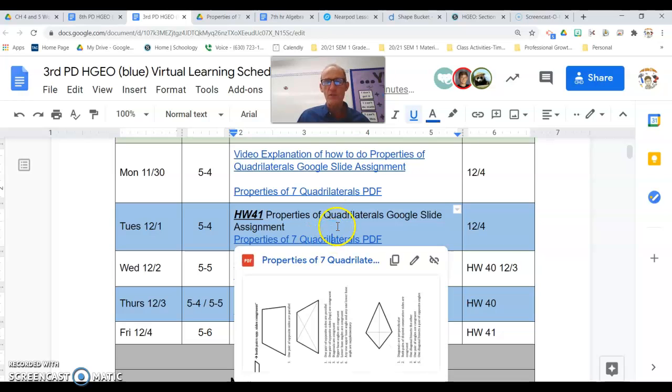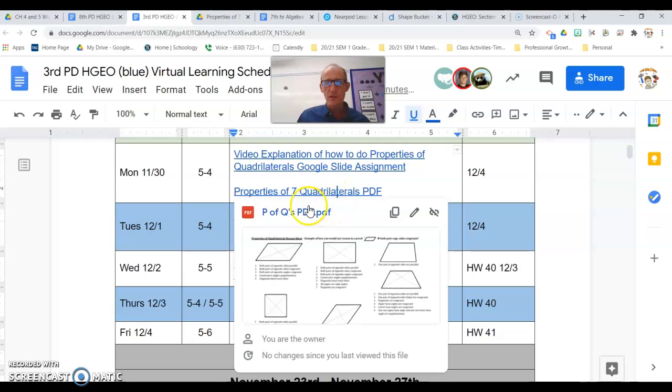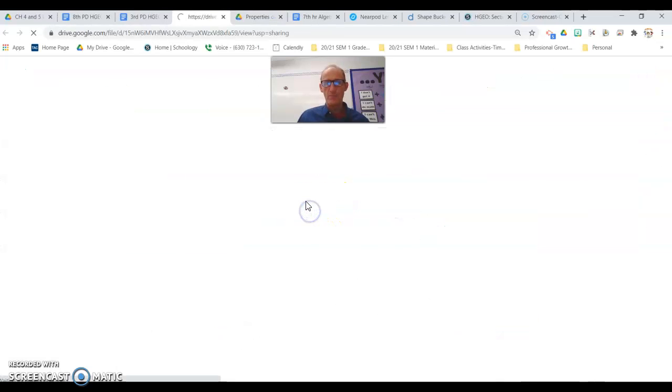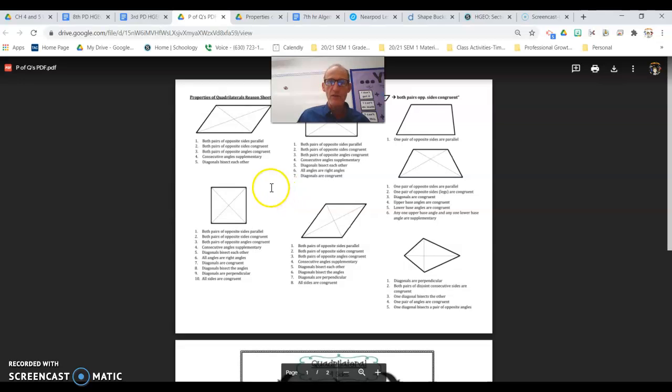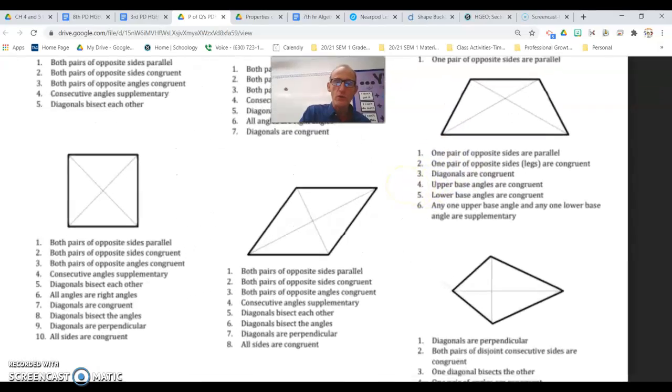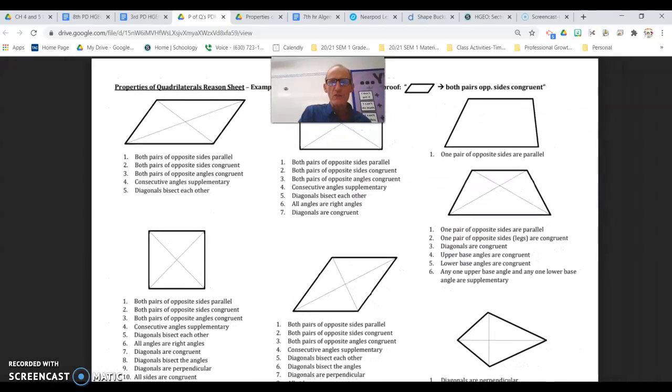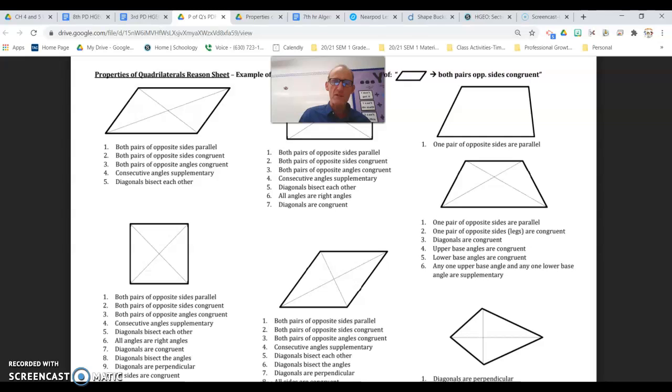Okay? Now that one's sideways. I've got to look at this one here. This PDF is for you to really try to understand as best you can. So there are 7 quadrilaterals here.